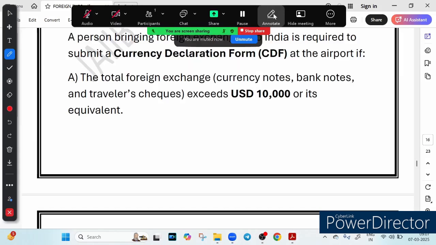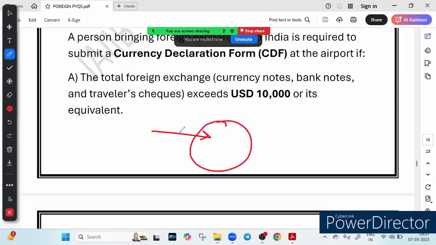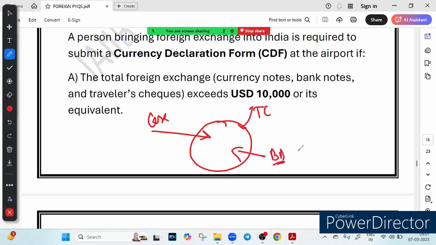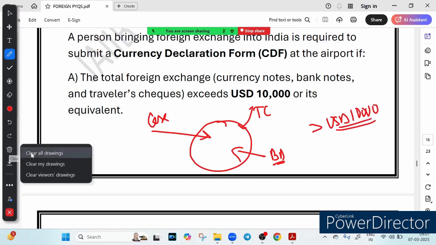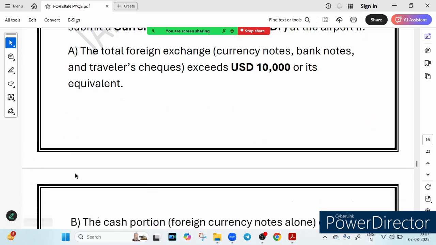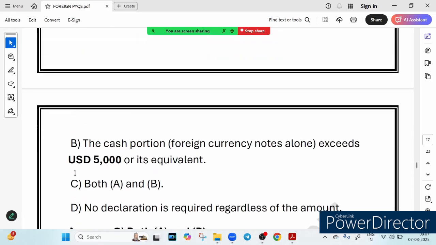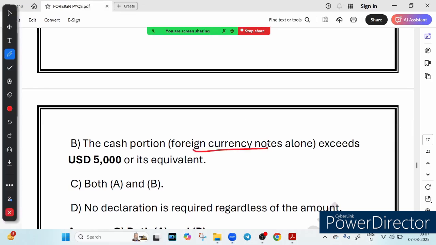Option A is partially correct, because this is supposed to be for bringing money into India. Whether it is in the form of cash, traveler's cheque, or bank draft, if it exceeds USD 10,000 or its equivalent, you must declare it in the currency declaration form. So this option is partially correct. Now let's see option B. It says that the cash portion exceeds 5,000. Yes, this option is also partially correct. If the cash portion, or foreign currency notes alone, exceeds $5,000, you need to declare it.